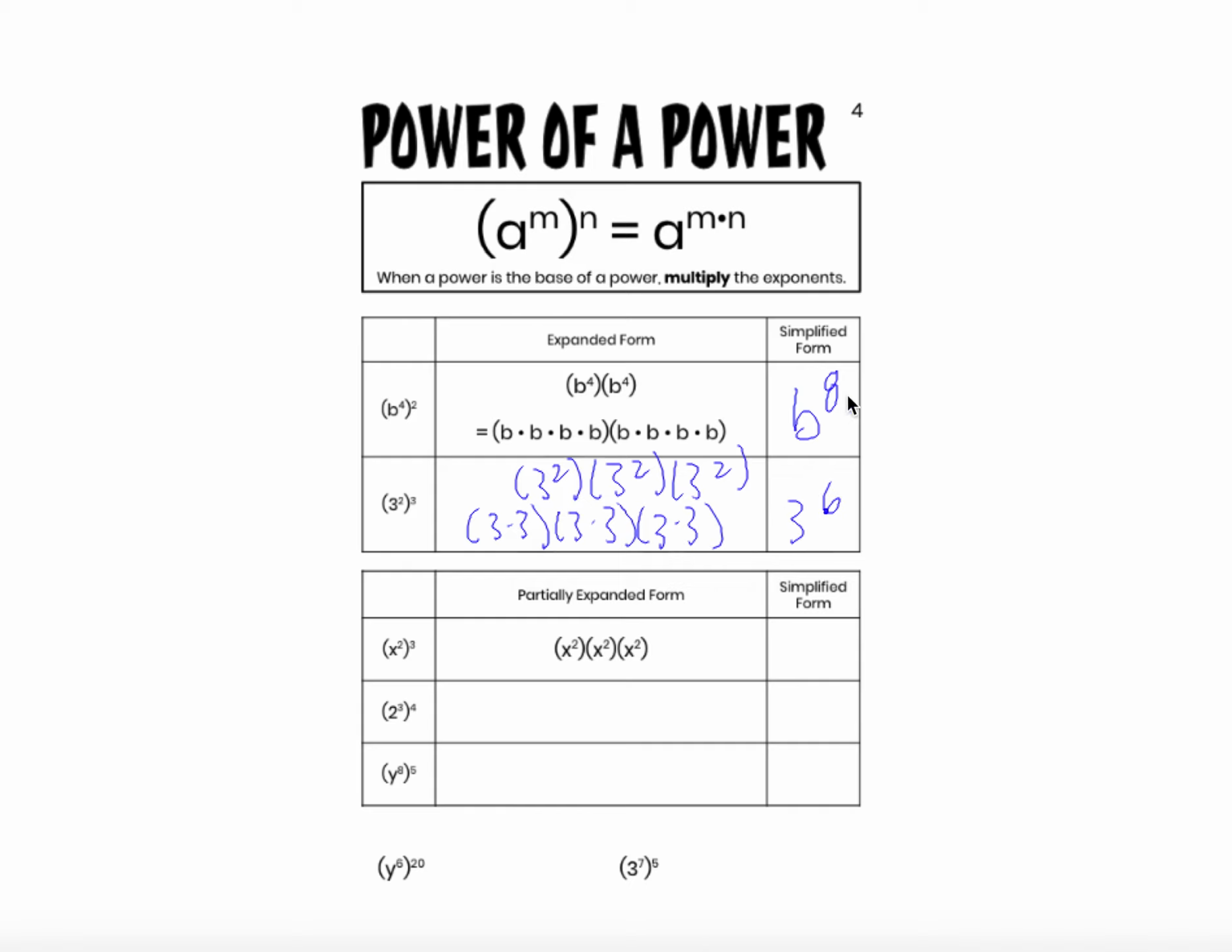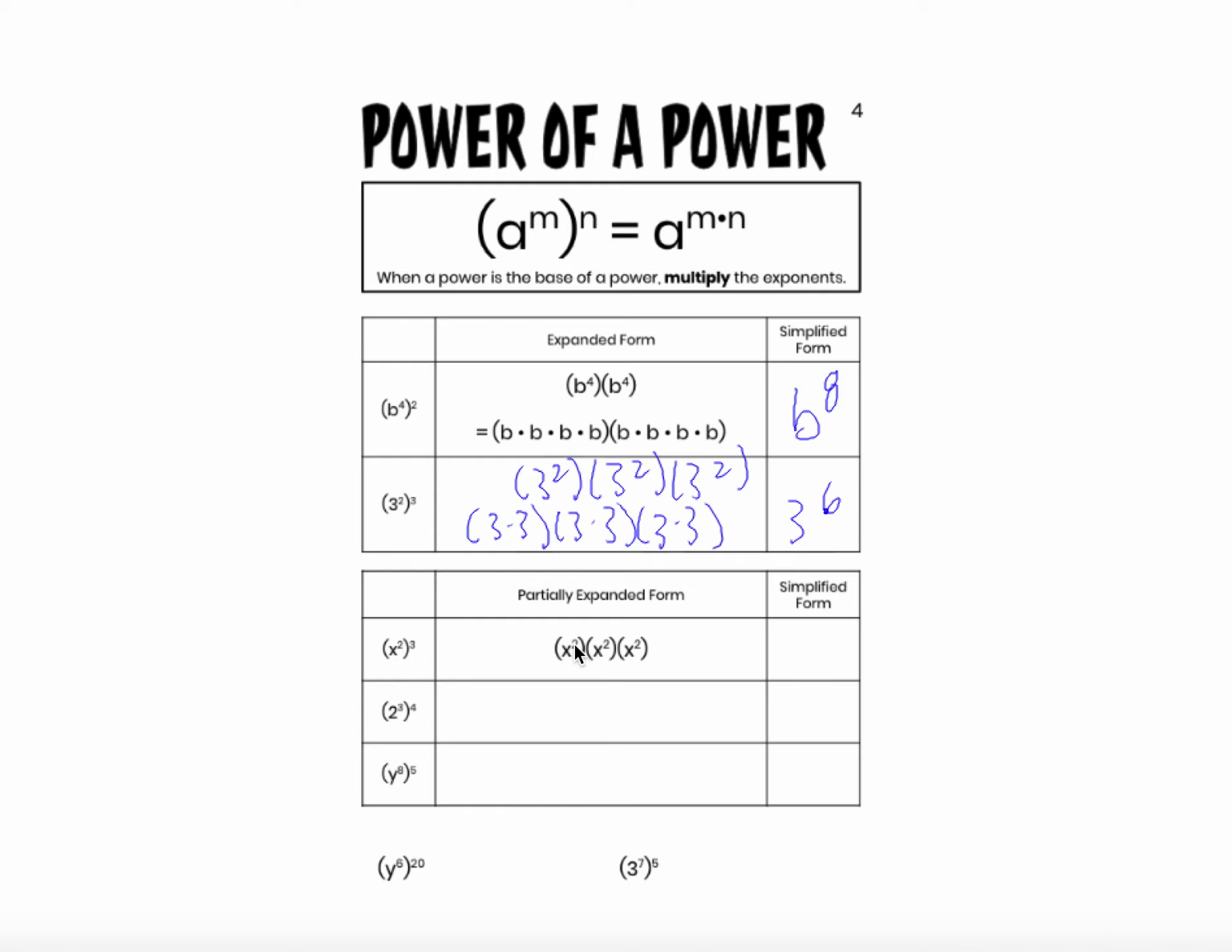I can see that I have 6 copies of 3, so that is 3 to the 6th power. I can see here b to the 8th was 4 times 2. 3 to the 6th is 2 times 3. This first line I'm going to call partially expanded form, and sometimes it might help you to just write the expression in partially expanded form and not write down each and every copy of the base.